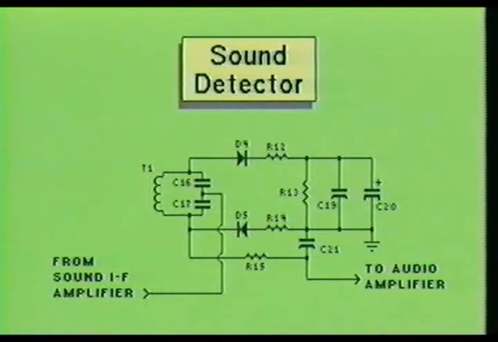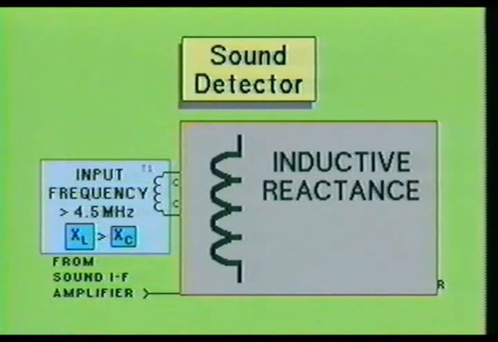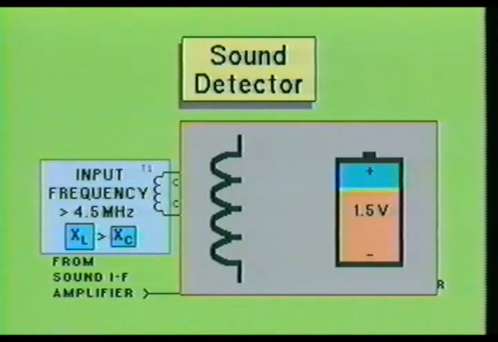Just the opposite is true when the input signal swings above the 4.5 MHz tuned frequency. When the input signal swings higher in frequency than the 4.5 MHz tuned center frequency of the circuit, the inductive reactance will overtake the capacitive reactance. The detector will again be thrown out of balance, but in the opposite direction. The inductive reactance overtaking the capacitive reactance means the circuit reacts to the change in frequency the way a coil reacts when a battery is placed across its leads.